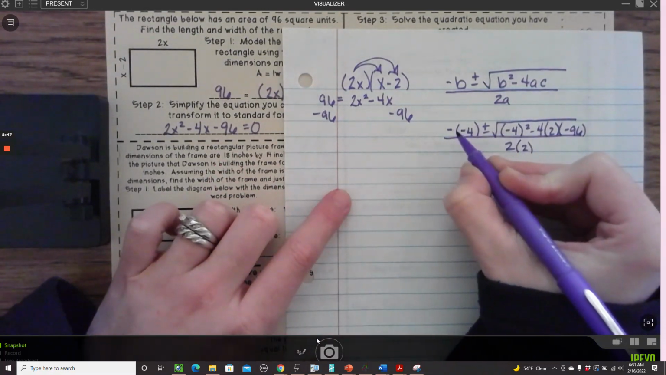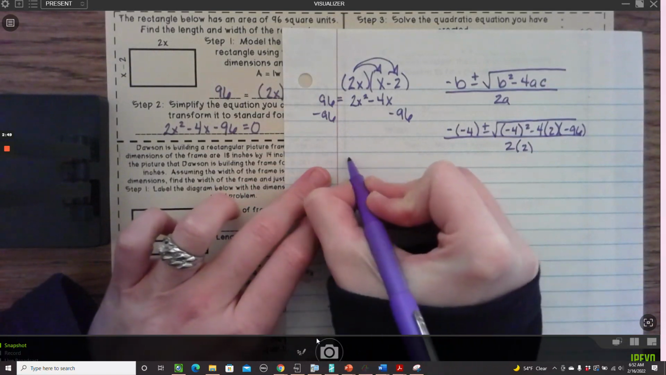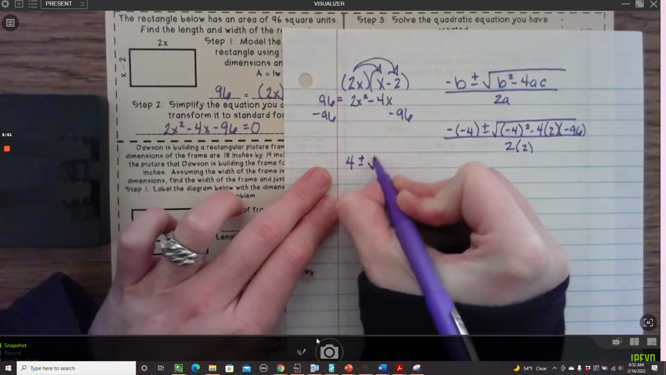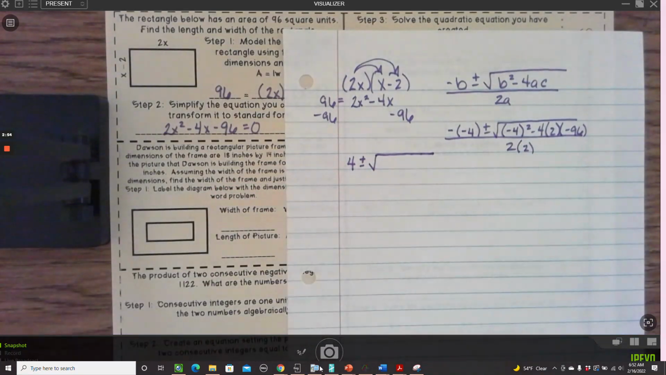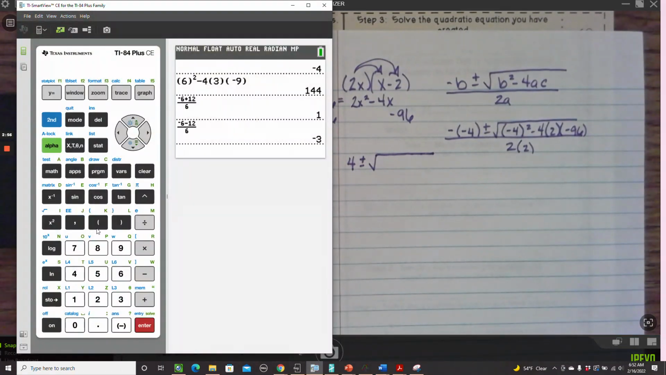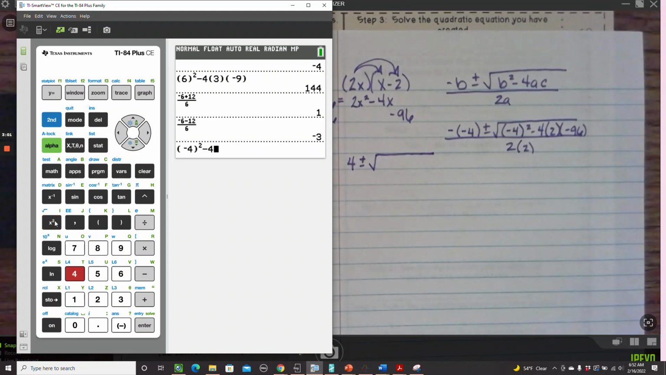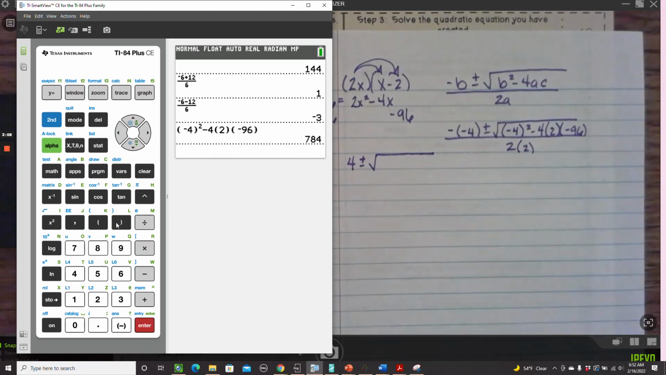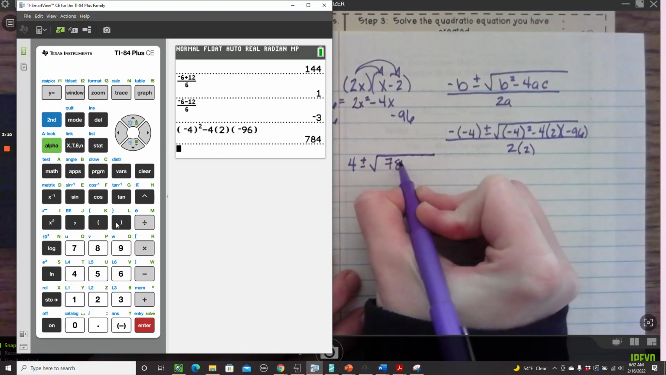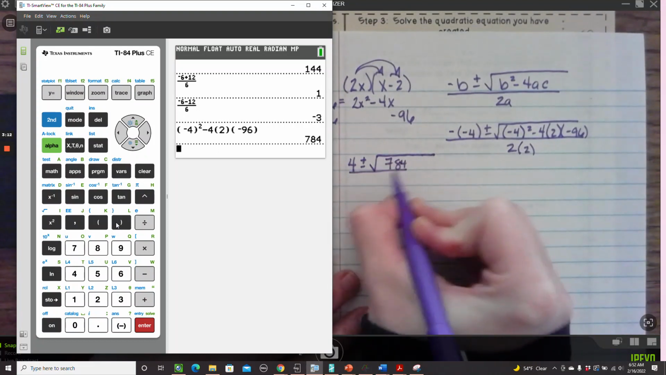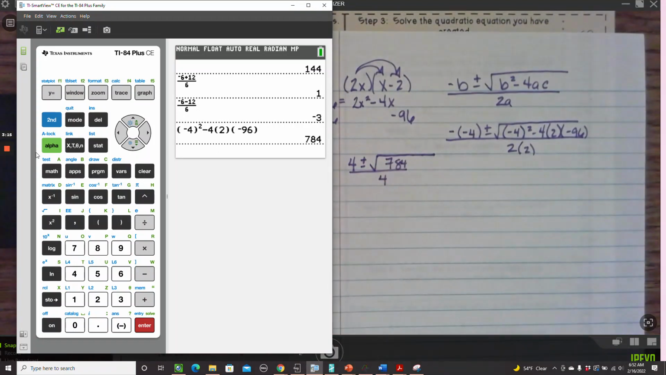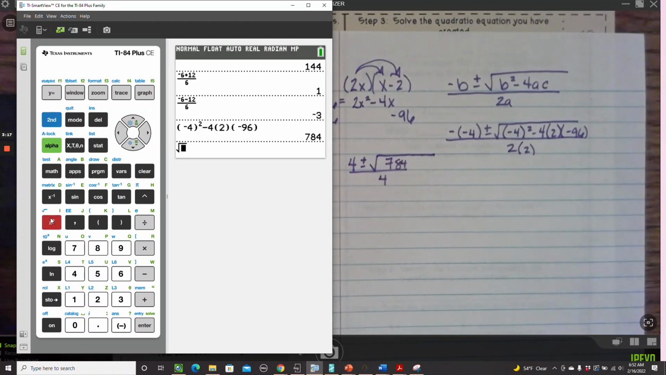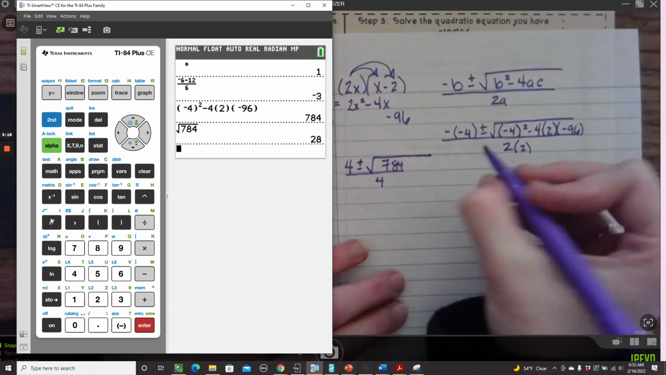Negative negative 4 is going to simplify to just a 4. Then we're going to do just what's underneath that radical. So we've got negative 4 squared minus 4 times 2 times negative 96, and we get 784. And then 2 times 2 is a 4. Now we're going to do the square root of 784. Let's see if it's a perfect square. It is. We love it when they're perfect squares.